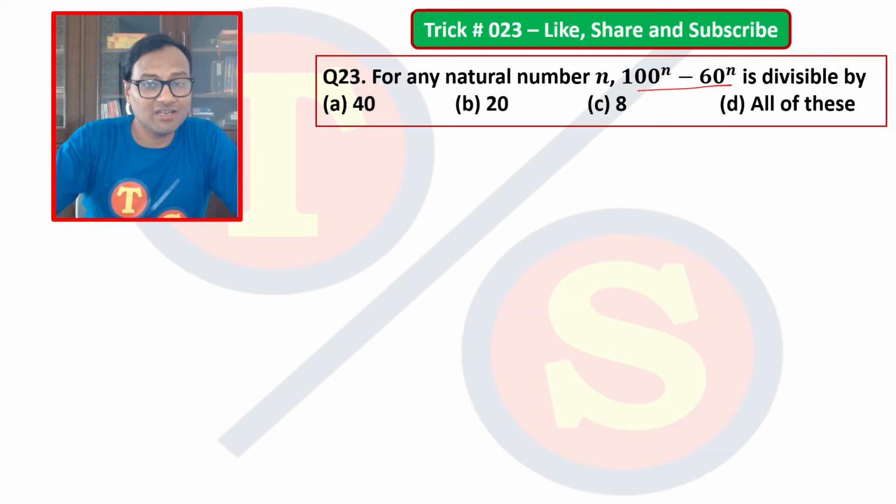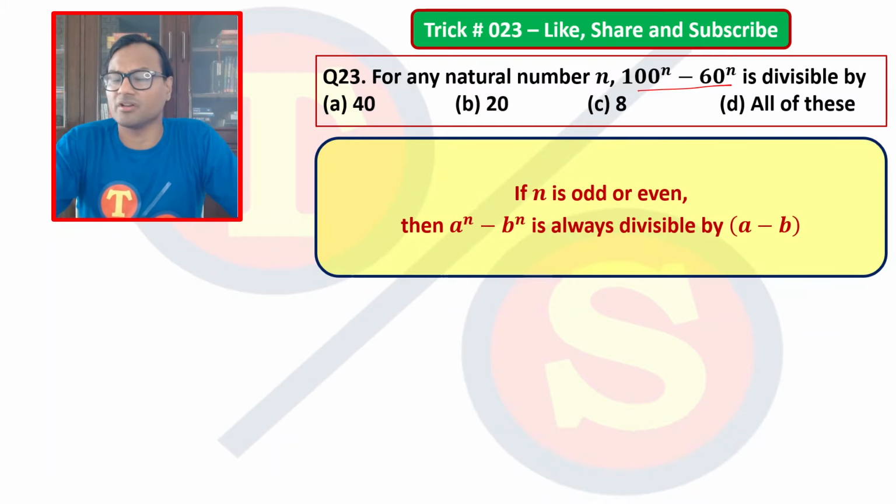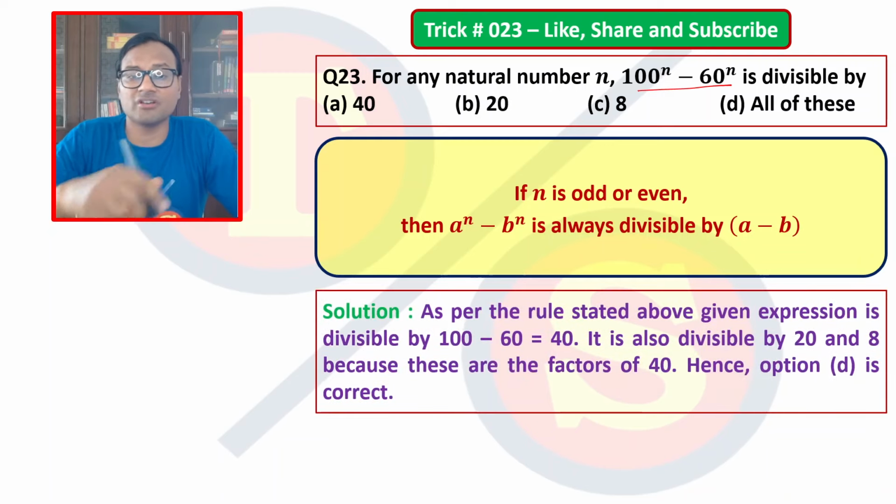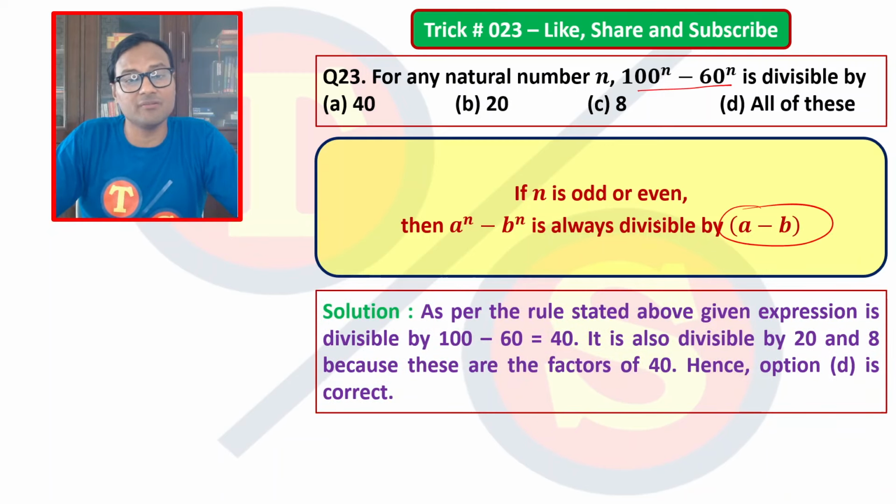So for any natural number, even if we do not know anything about n, we only know that it is a natural number, means it will be either even or odd. So in either case, we can say for sure that it will always be divisible by a minus b. So 100 minus 60 is equal to 40. So the result of this expression is always going to be divisible by 40.